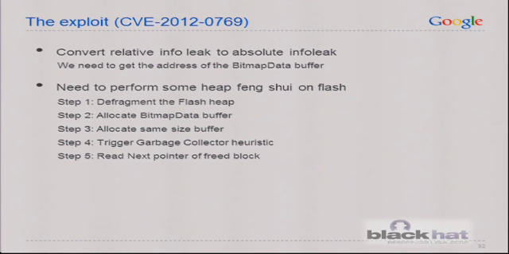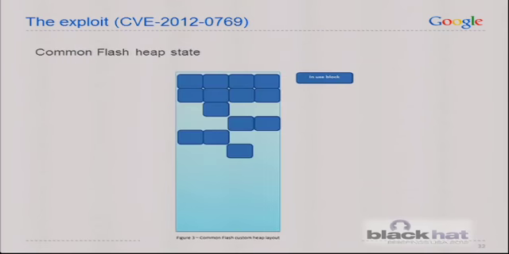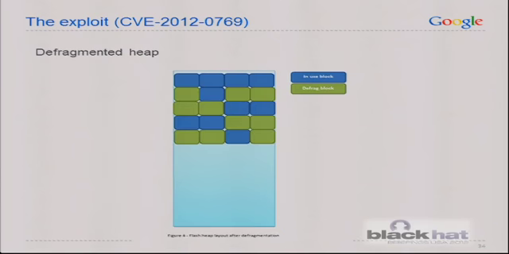First one, I'm going to defragment the heap of Flash. Flash uses its own heap. It doesn't use the operating system heap. And I need to massage the heap. So the initial step is defragmenting it, so I know it's going to be in a known state. The second one is this, the common Flash heap state. I'm going to defragment it. Super easy. Actually, I'm using primitives of Flash. I'm using the same vulnerability as a primitive. I defragment the Flash heap.